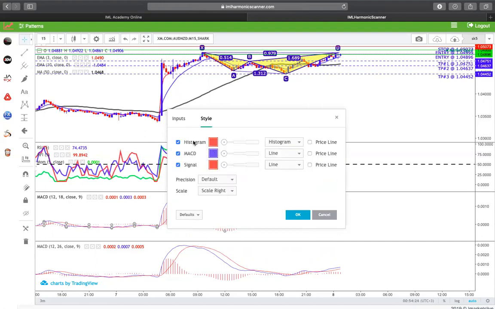You go to style. You check signal. So I think you uncheck MACD and you uncheck histogram. Keep signal checked. You can make it thicker if you'd like. Is this still for the first one? Yes, this is still the first one. So signal is checked. This one is red. MACD unchecked, histogram unchecked, and then you hit OK.